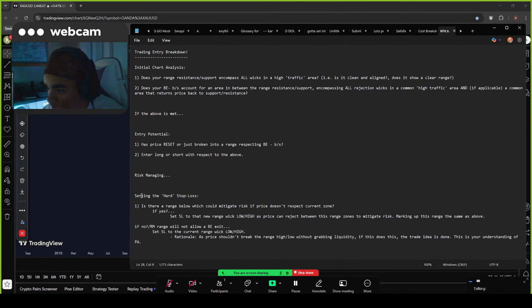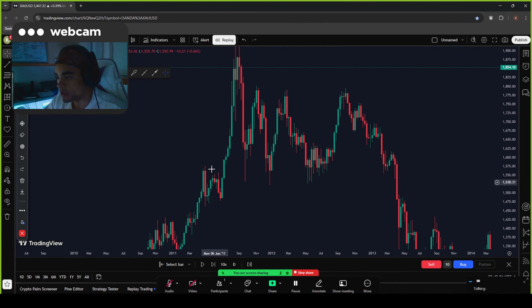So setting the hard stop loss. This is your absolute, if my risk managed position goes in, if we lose, we lose, okay? This is what your hard stop loss means. Is there a range below which could mitigate risk if price doesn't respect your current zone? So exactly what I just showed you with this minor zone here.